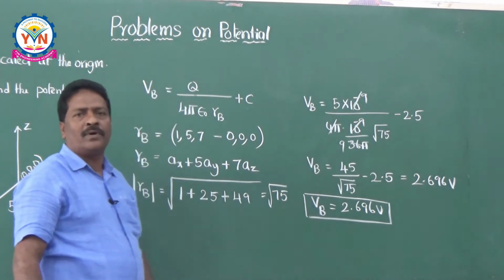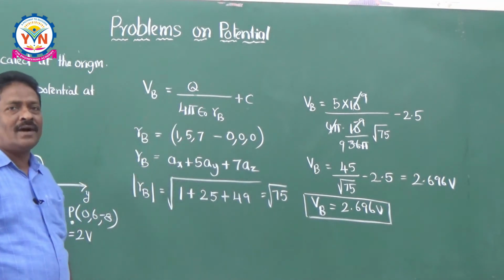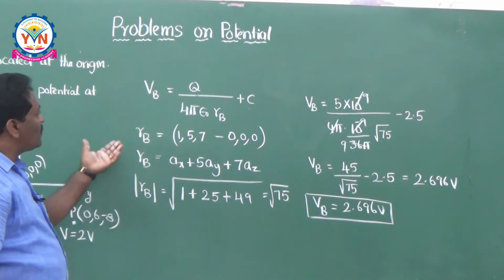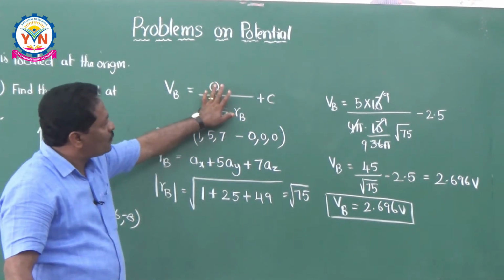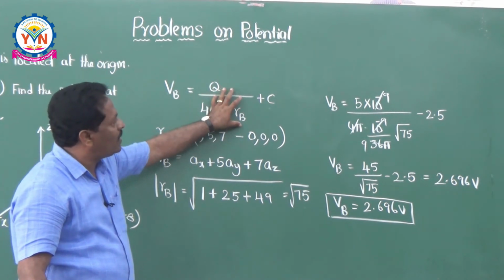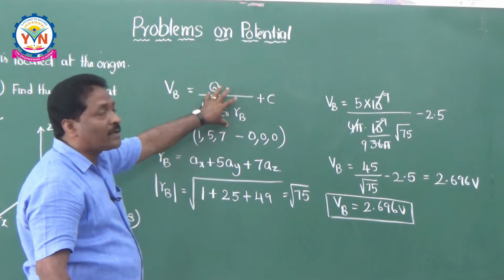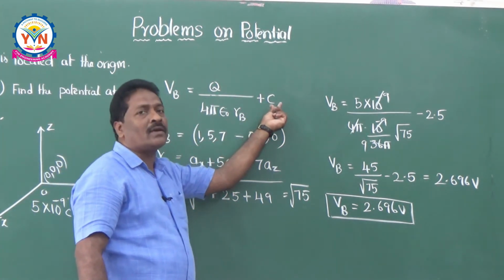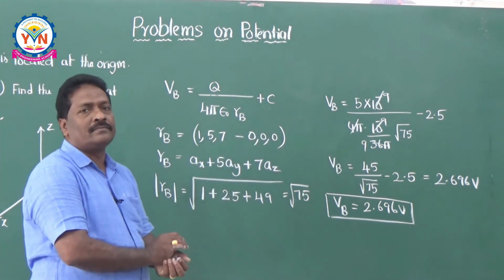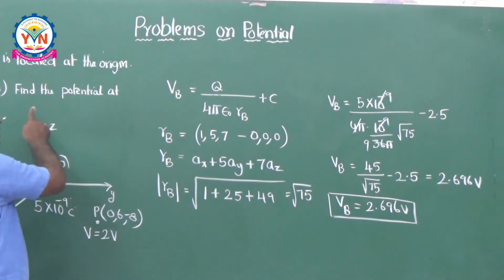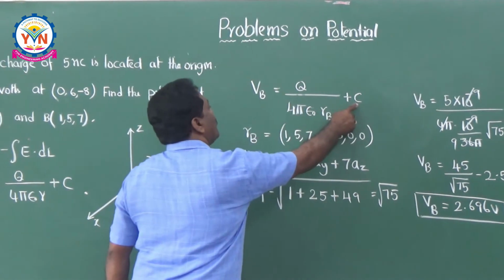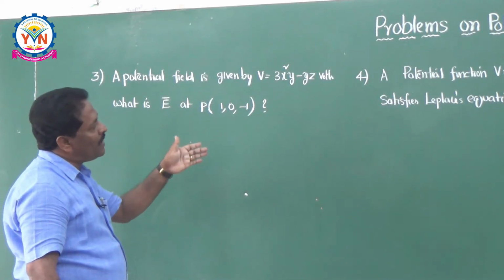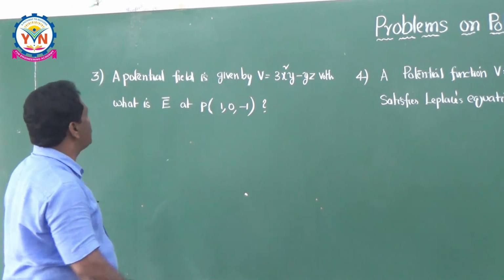So I hope you understood how to calculate the potential at the given point if you know the formula. Sometimes you have to use this formula also, because it is a generalized formula, and if it is given that the potential at infinity is 0, then in the place of C you can substitute 0. But if a condition like this is given, you have to calculate the value of C here. Okay. Let us see some problems given in high-level examinations like GATE and IAS.